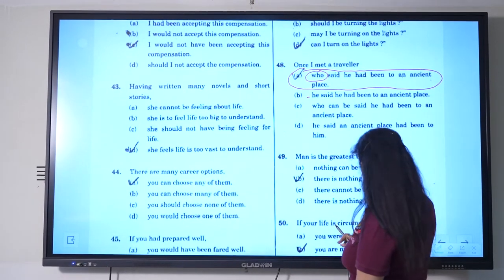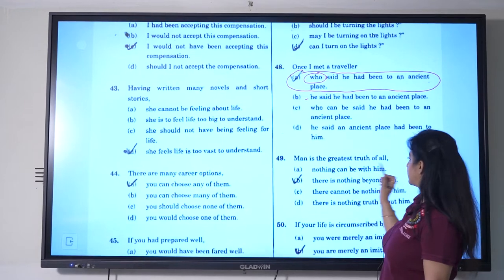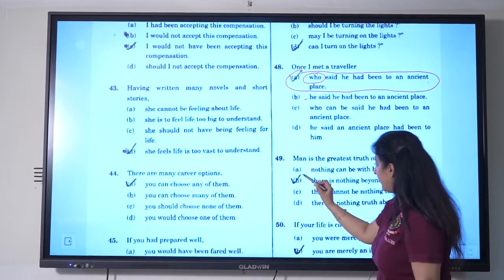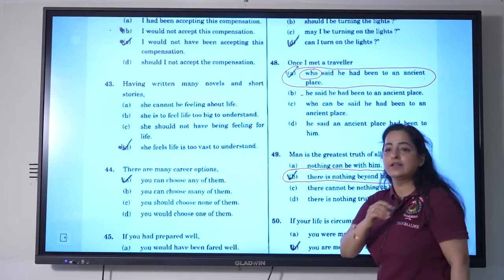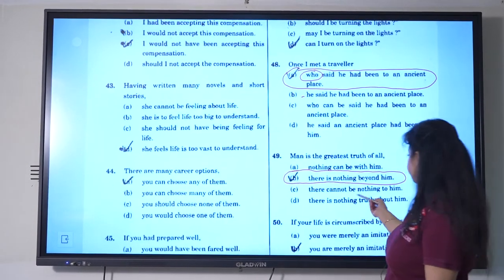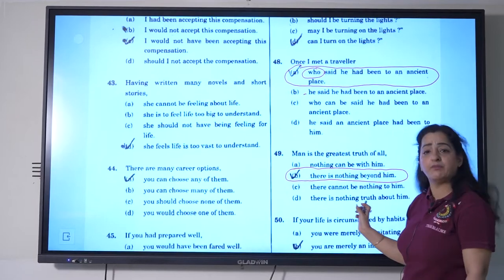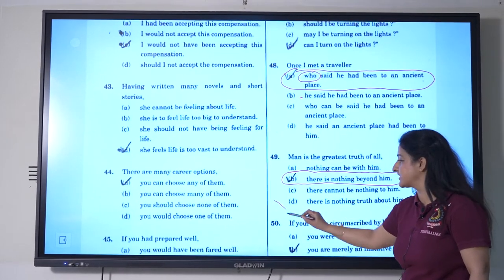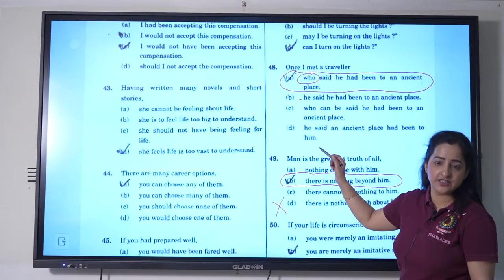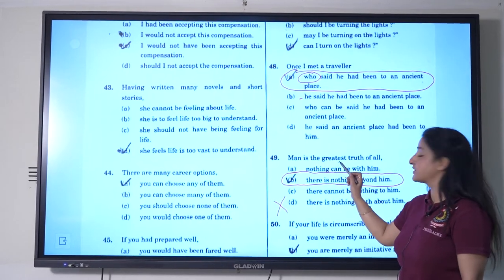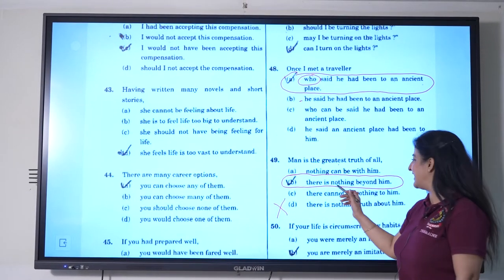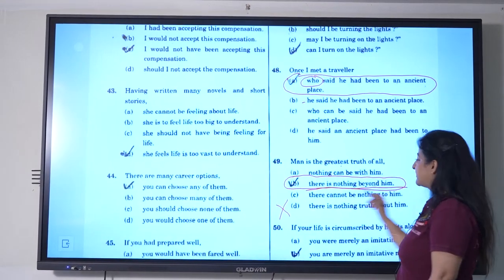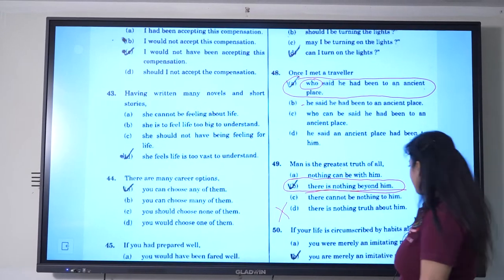Okay. Question 49. Man is the greatest truth of all. Yeah, the answer is Bravo. There is nothing beyond him, there is nothing truth about it. This is just, if you notice, ye contradict kar raha hai jo sentence keh raha hai. Insan sabse bada sach hai aur usse beyond kuch hai nahi. So if you understand the sentiment of the sentence, you know this is the answer.